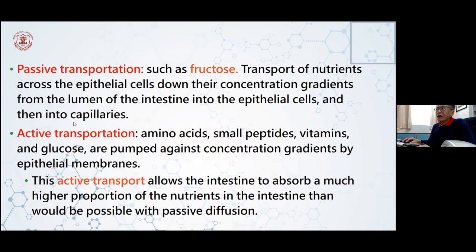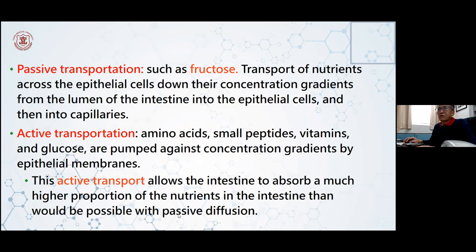But some material is very precious. Although the concentration is not higher, we need to recover it into the body. So another is called active transportation, like amino acids, small peptides, vitamins and glucose. These materials are very important for our body, so our body cannot exclude them. So these materials are pumped against the concentration gradient by the epithelial membrane, called active transportation. Active transportation allows the intestine to absorb a much higher proportion of the nutrient in the intestine.